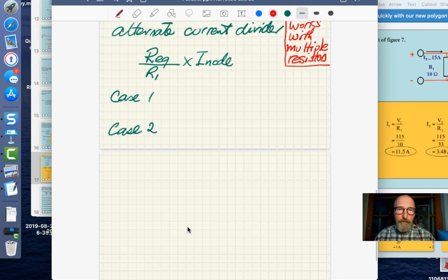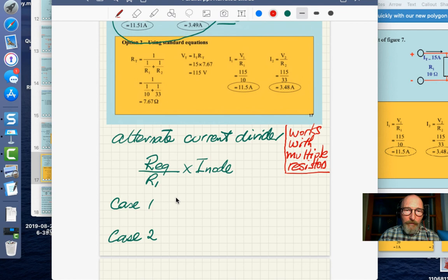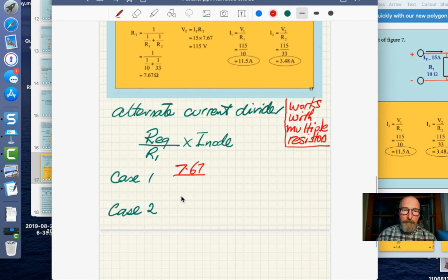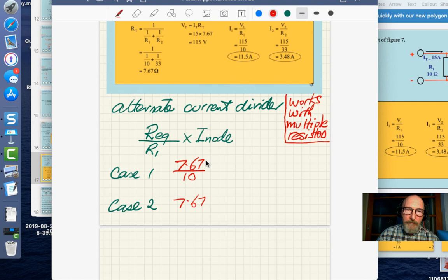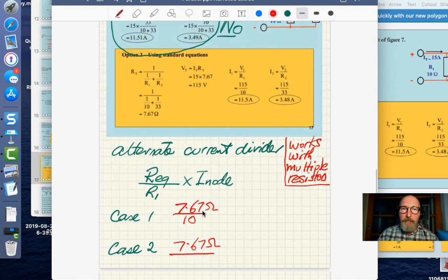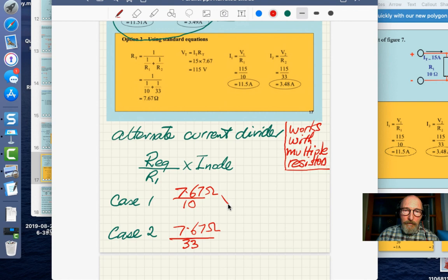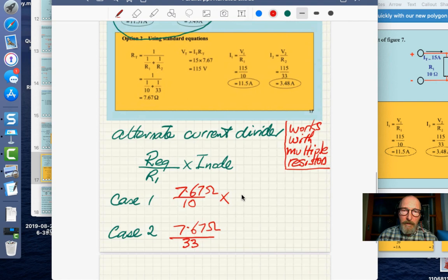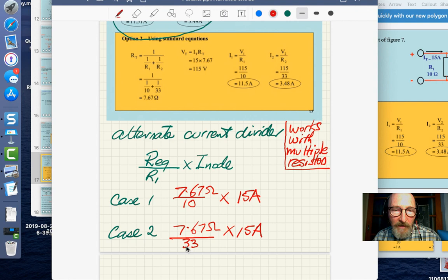Oops, I'll just put a new page there. Okay. Right, so REQ, we know that we've got 7.67. 7.67 divided by, and this is going to be for I1, 10 ohms. Case 2 will be 7.67, and these are ohms, of course, divided by 33 ohms, times, and the node current here is 15 amps, times 15 amps. What I've done, I'm simply using ratios: 7.67 over 33 times 15, 7.67 over 10 times 15, and they will give me my two branch currents.